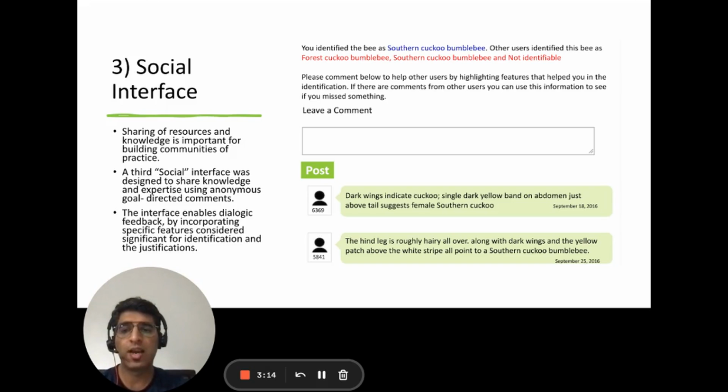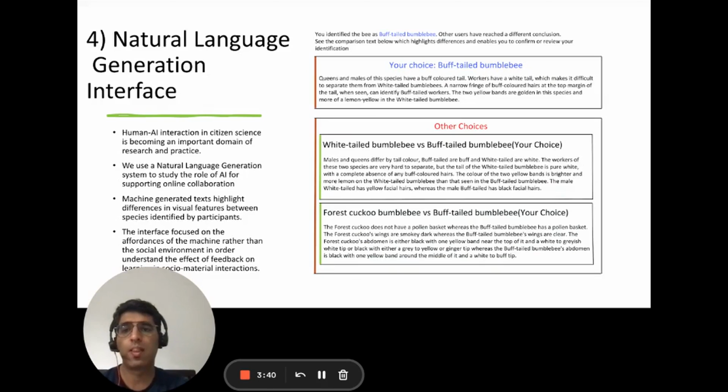The user first highlights the user's identification and the alternative identification provided by others. The users were then encouraged to leave anonymous comments, specifically focusing on the features that may help others. It was also highlighted that they could read existing comments. The interface fosters a dialogue between participants by using specific features that they consider significant for identification.